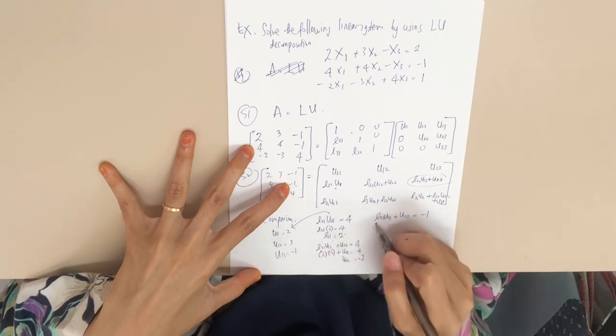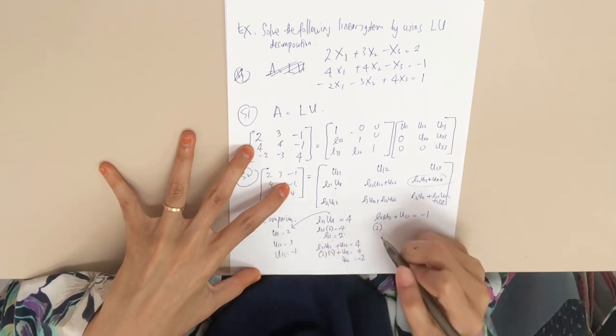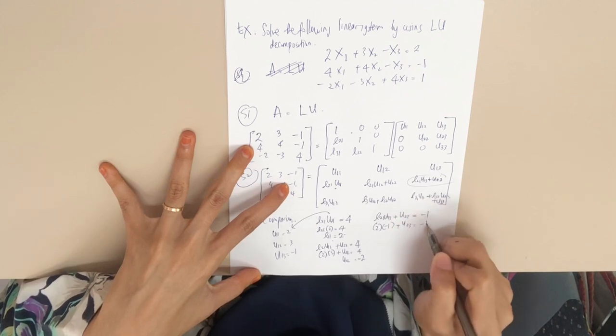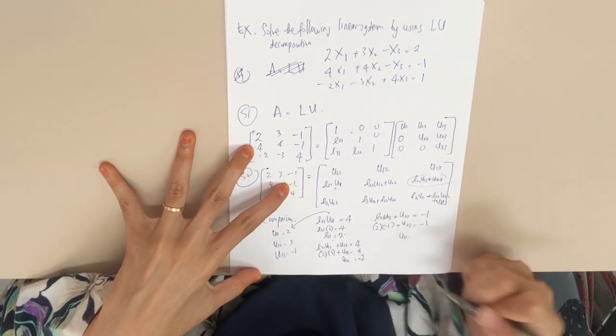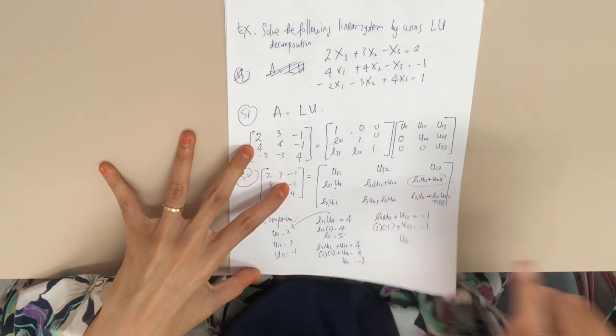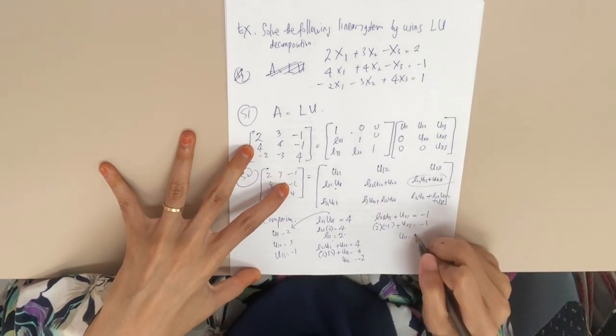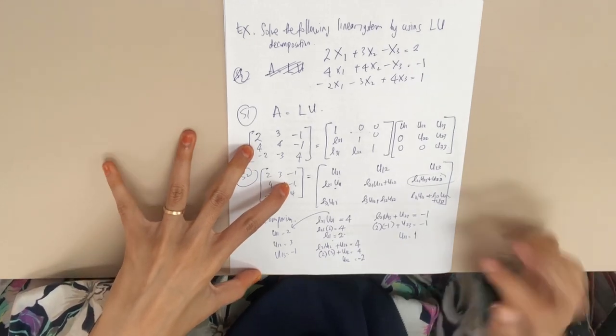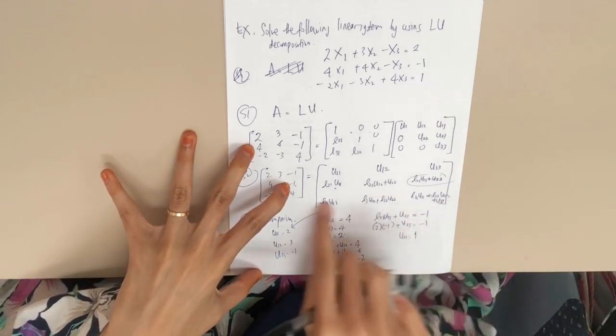L21, you already have the value here, it is 2. U13 also you have a value, it is -1. So you just find out what's your U23. So U23 is equal to what? -1 minus, it becomes plus, -1 plus 2 becomes 1. Okay, alright, so now we proceed to row number 3.